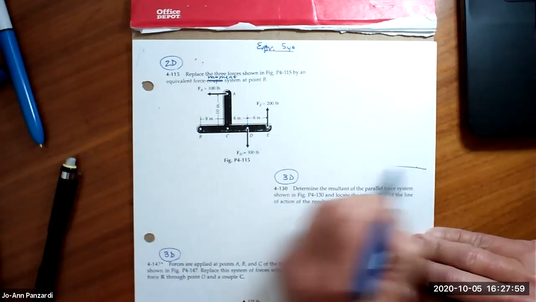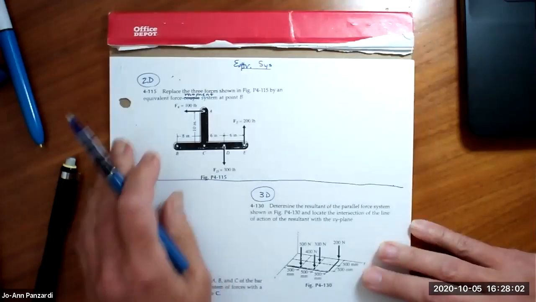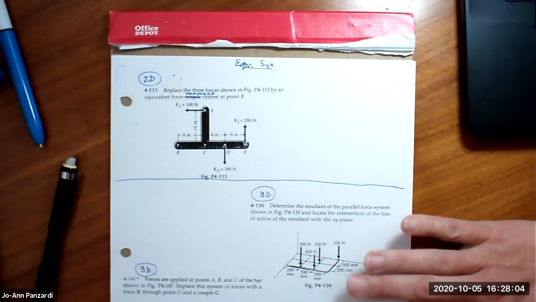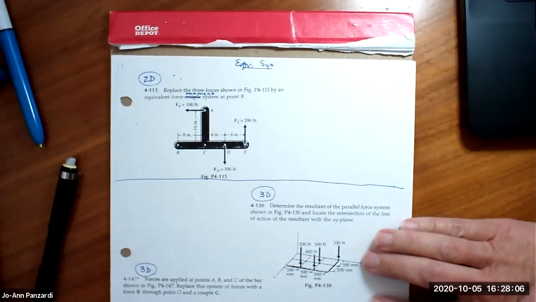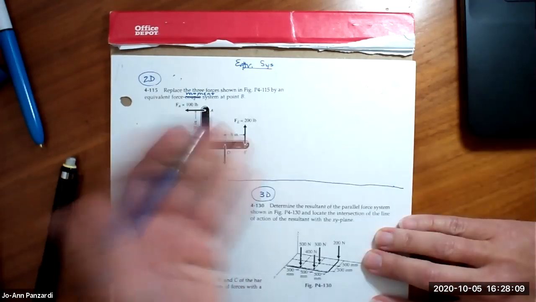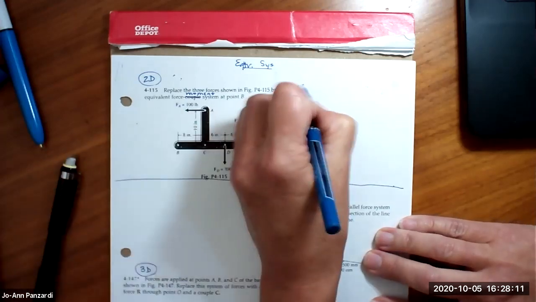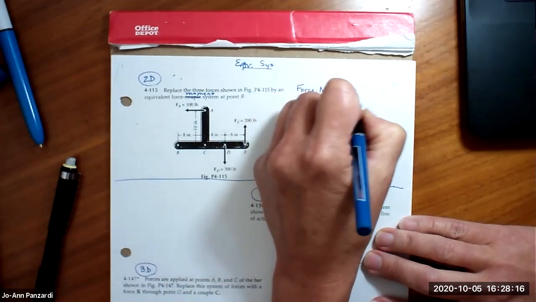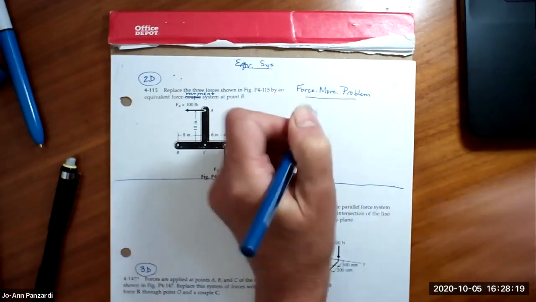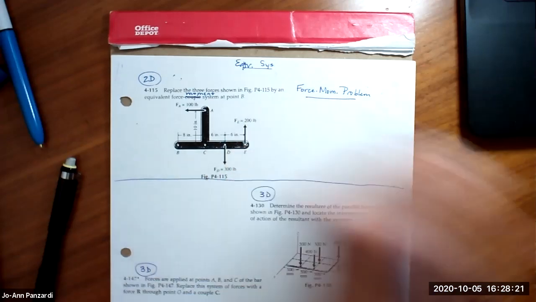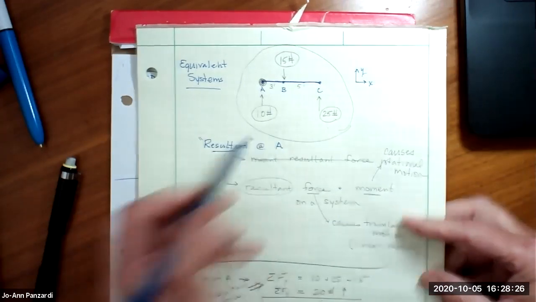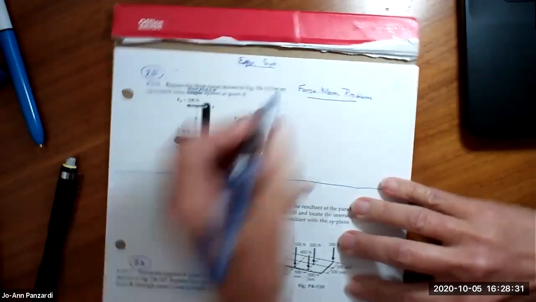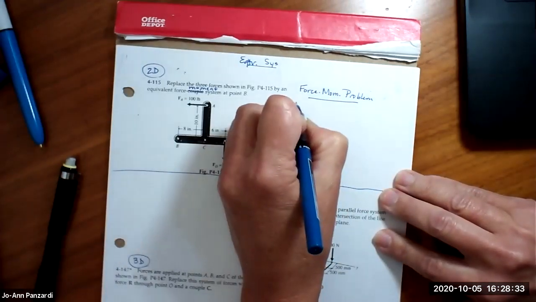So what kind of problem is this? Is this a force moment problem or a force location problem? It's a force moment problem, because they're not asking you for the location of the force. So it's a force moment problem. And just as we did with this complicated problem that was given initially, we found the resultant force and the resultant moment, and we're going to do that here too. So the first step is to find the resultant force.